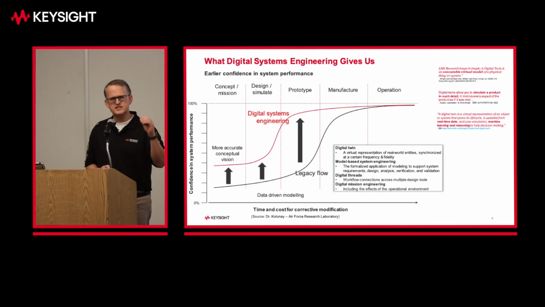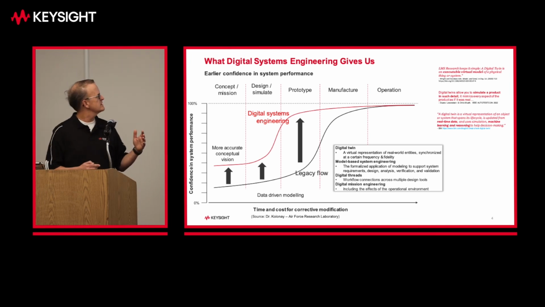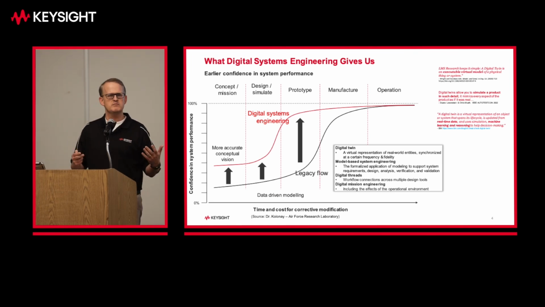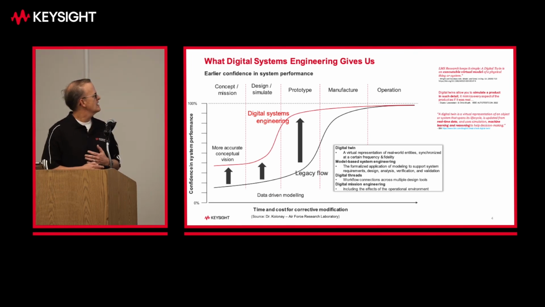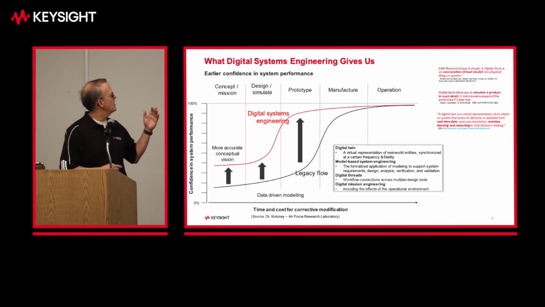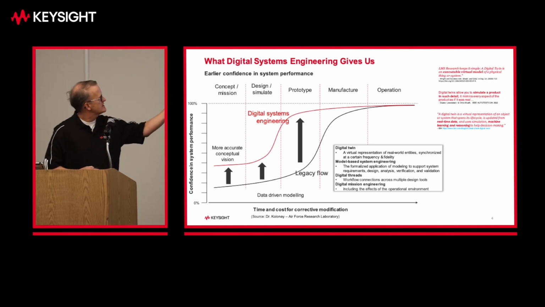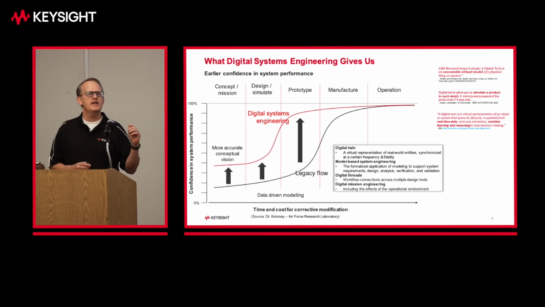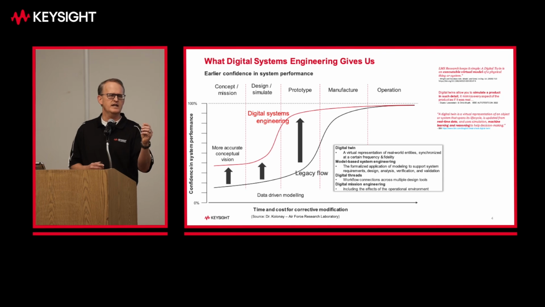In terms of, let's check terms. Digital systems engineering, digital twins, what do I mean by that? What I mean by that is that if we can marry a process into our design flow from concept, design, prototype, manufacture to test, that is where the predictive money is, right?